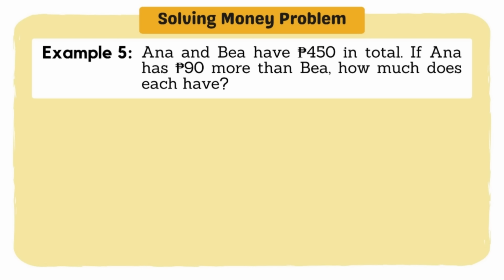Okay, for example number 5, this will be all about money problem. So let me read the problem. Anna and Bea have 450 pesos in total. If Anna has 90 pesos more than Bea, how much does each have? Okay, so here we can represent first the variable. Okay, we can represent the unknown.